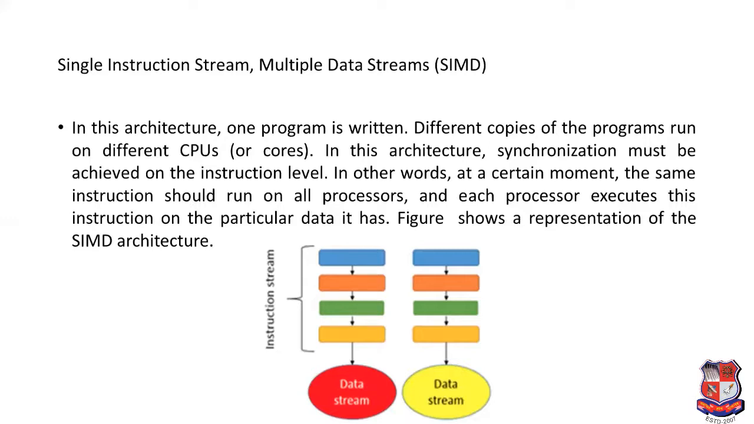The figure shows a representation of SIMD. Here students, you can see that there are two types of data streams. One data stream is in red color, another data stream is in yellow color. They are run by different CPUs, CPU1 and CPU2. In both CPUs, the same kind of instruction stream is executed and it provides the output. That's why it is known as a single instruction stream and multiple data stream.